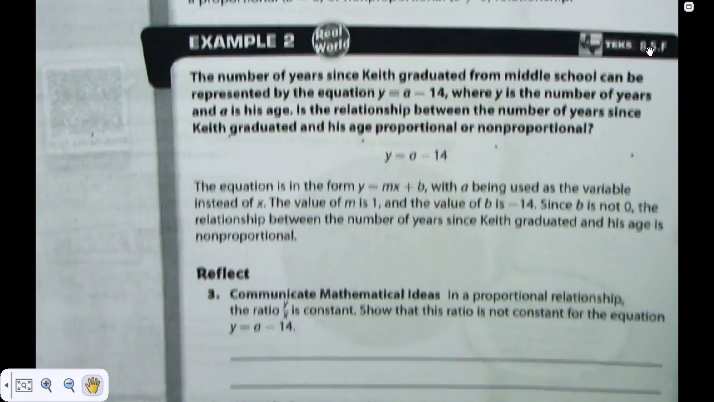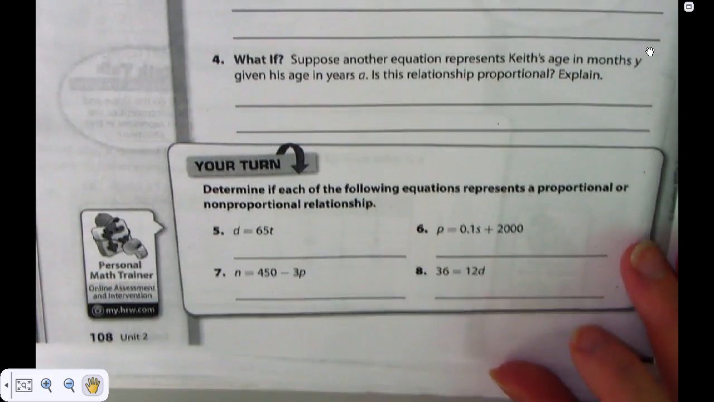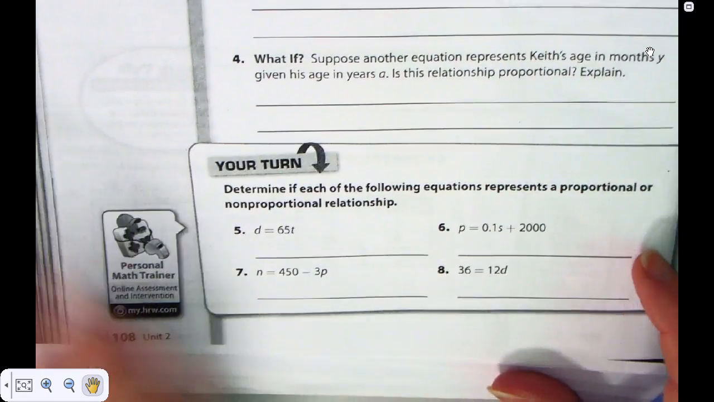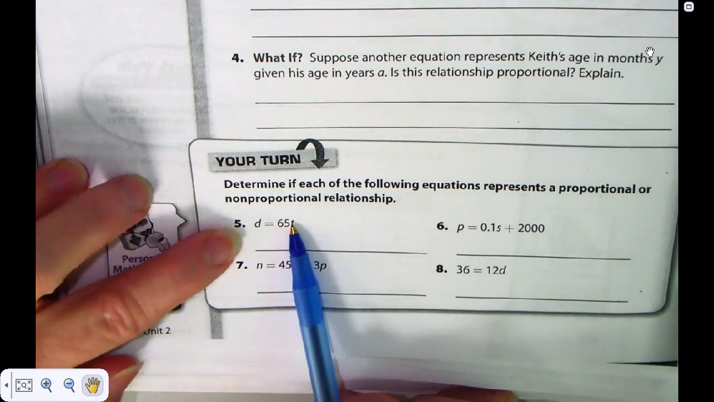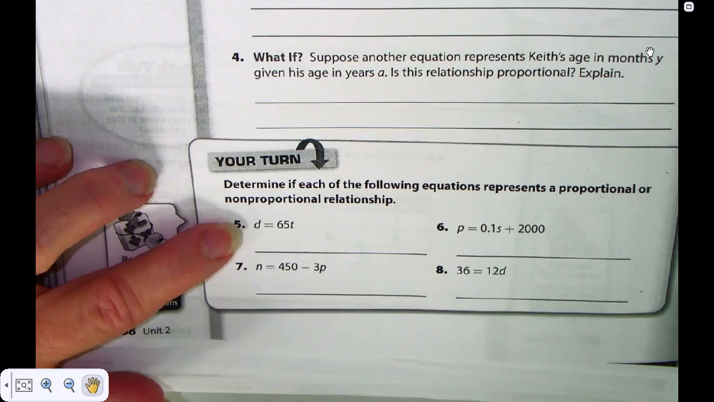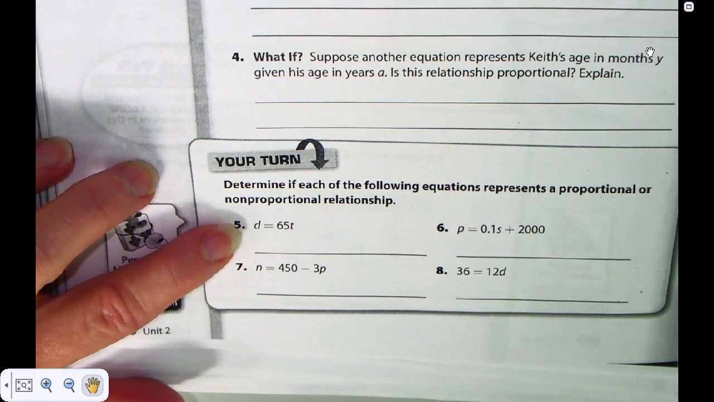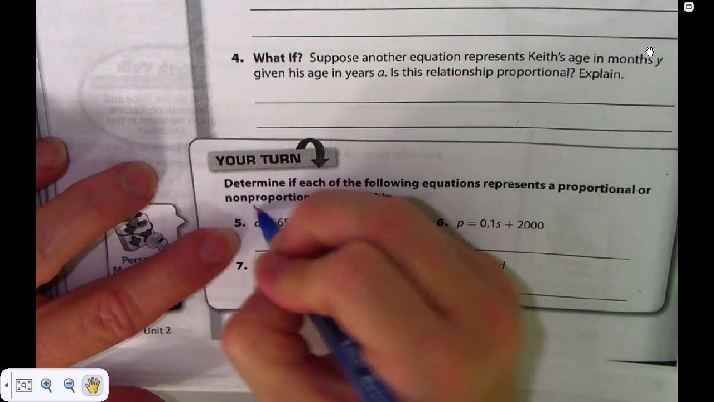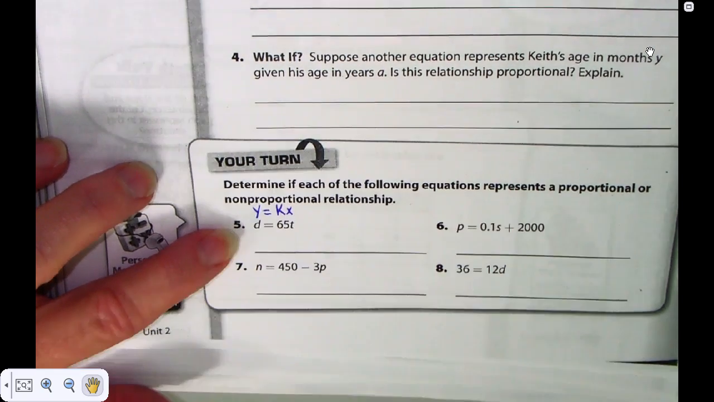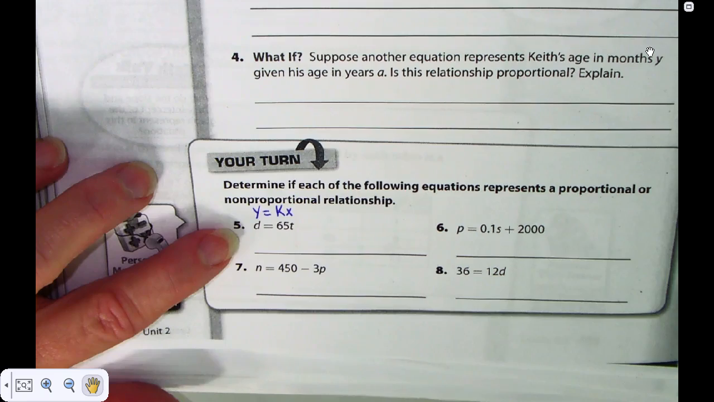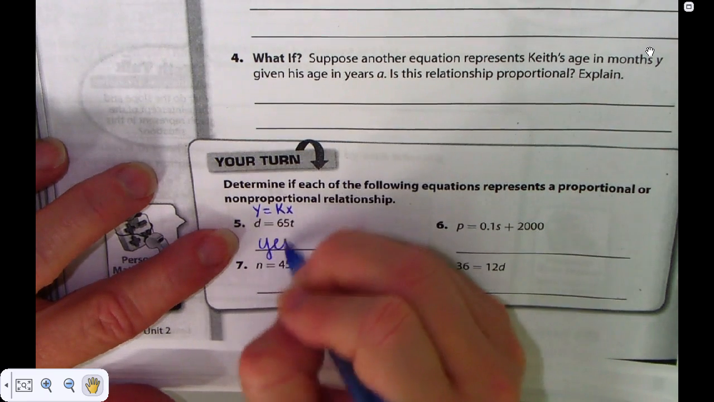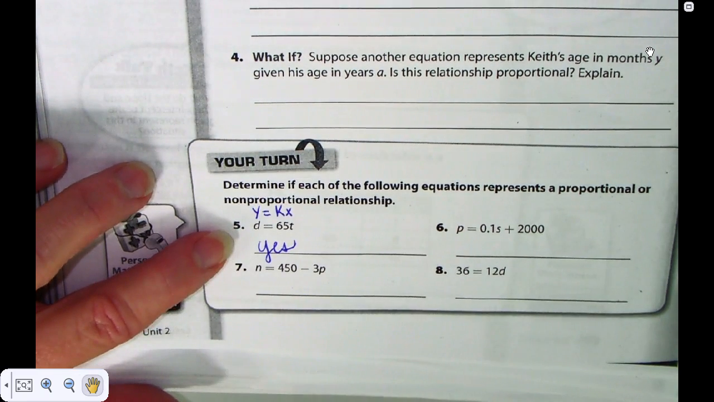Okay, we're looking at page 108, at the bottom. We're going to determine if that's proportional. The only thing is now, they didn't use X and Y, did they? They used D and T. But can we put that in that form? So is it proportional? Yes. What's the slope? 65 is the slope. What's the y-intercept?